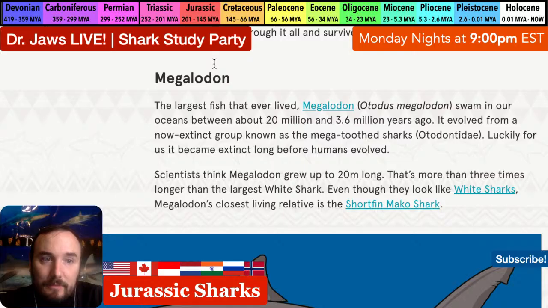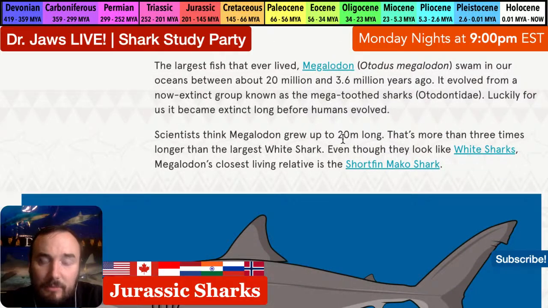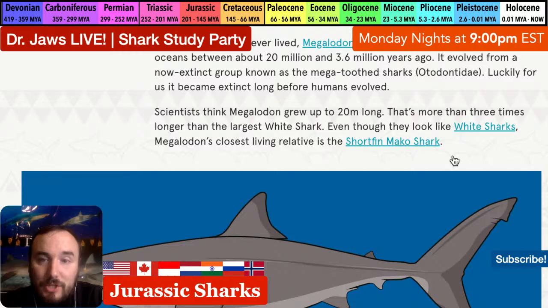So here we go. This is Megalodon, the largest fish that ever lived. Megalodon, Otodus megalodon, sometimes known as Carcharocles megalodon, swam in our oceans between about 20 million and 3.6 million years ago. It evolved from a now extinct group known as the megatooth sharks, Otodontidae. Luckily for us, it became extinct long before humans evolved. Scientists think Megalodon grew up to 20 meters long. That's more than 3 times longer than the largest white shark.